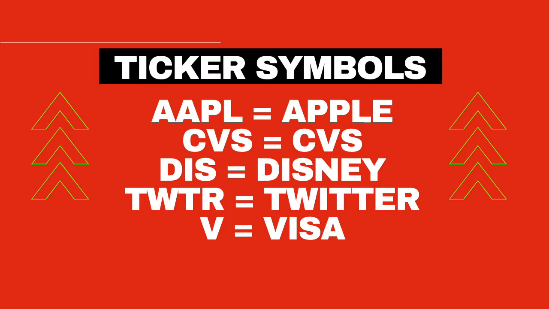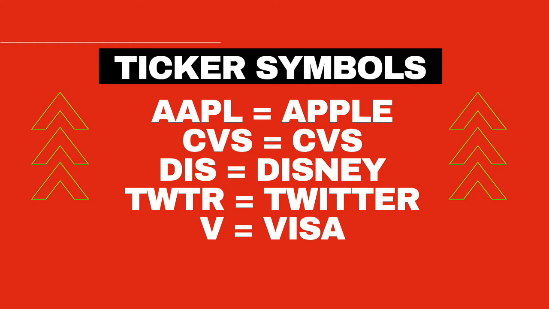So the first vocabulary word of the series is ticker symbols. You as an investor will use a company's ticker symbol to search for the stock. It's like a company's stock name. So as you can see, Apple's ticker symbol would be AAPL. CVS would be still CVS. Disney is DIS. They're typically letters, and they are just what investors use to place trade orders.